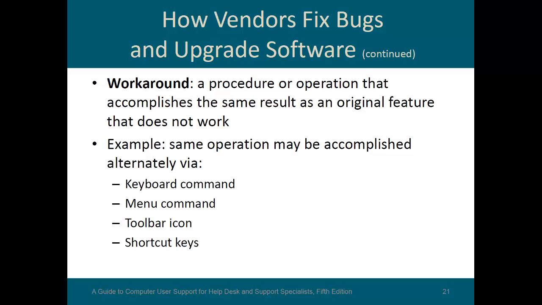So, a workaround is a procedure or operation that accomplishes the same result as an original feature that does not work. An example might be a keyboard command, menu, toolbar, or shortcut keys. So basically, if you find a bug, but you find another way to do what you're originally trying to do before the bug fix is released, then sometimes the vendor will tell you to use this.